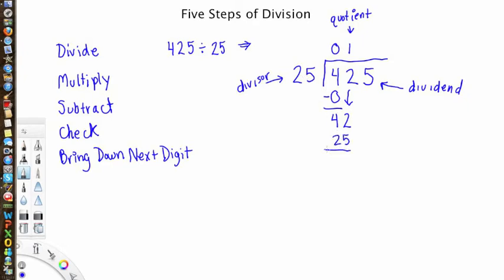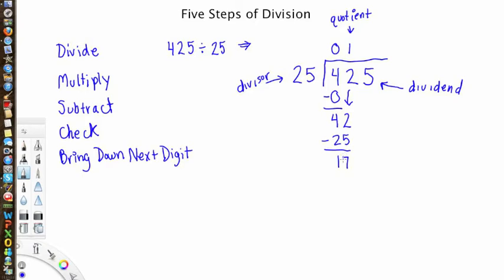Now I'm already feeling why this is called long division. It's taking a long time, but it's worth it. It's a lot shorter than doing repeated subtraction. Okay, we subtract and we get a remainder of 17. Then we check. Is our remainder less than our divisor, 25? Yes, it is. So we can keep on going.